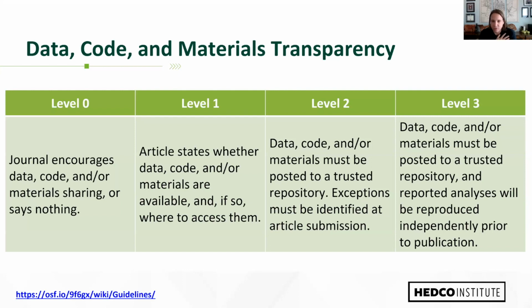And then level 3 journals actually take this requirement a step further and say that we at the journal or another group that we trust will actually try to reproduce the reported analyses in the manuscript before this is published. And so that's the highest level where a journal or a third party is investing resources into verifying that the sharing was done to a sufficient standard, namely reproduction of the results that are reported in the article.